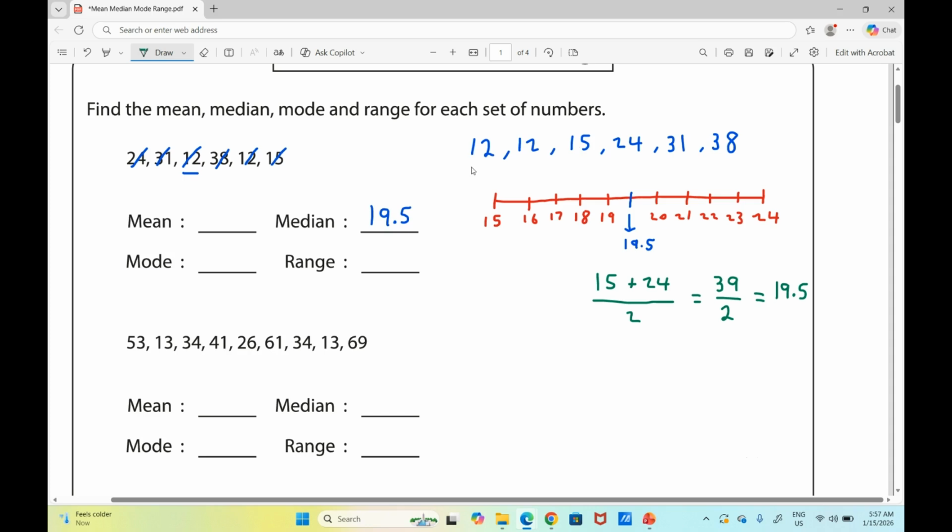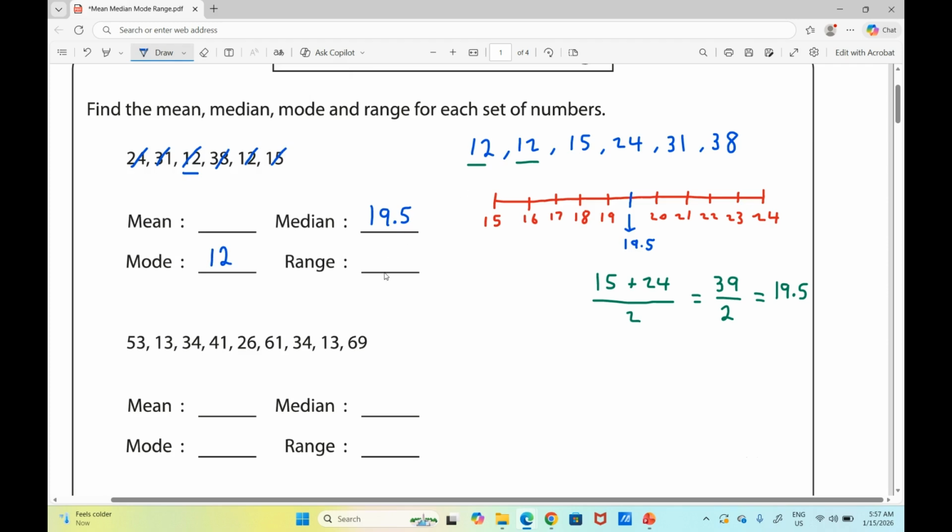Notice after I organize the data from smallest to largest, it's easy to see which number repeats itself. So it looks like 12 occurs twice. So 12 would be my mode because it occurred twice and it's the most commonly occurring number.